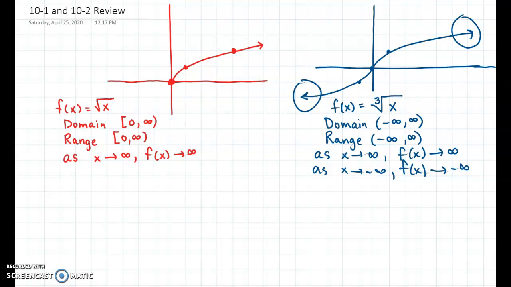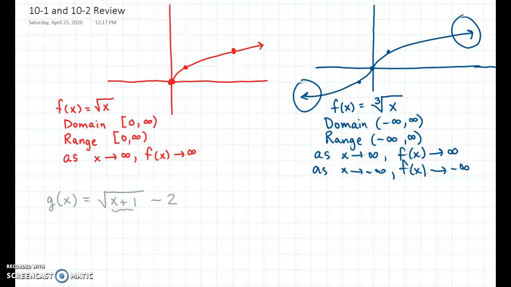If you want to translate these functions, attaching the translation to the x-coordinate will move it right or left. Adding it onto the end will move it up or down. So an example of a translated square root function would be like g of x is equal to the square root of x plus 1, minus 2. That's an example of one.